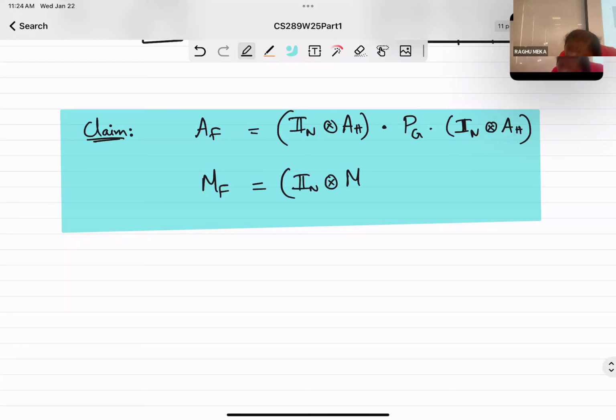the normalized adjacency matrix of H, PG, and normalized adjacency matrix of H. Okay. Any questions about this?